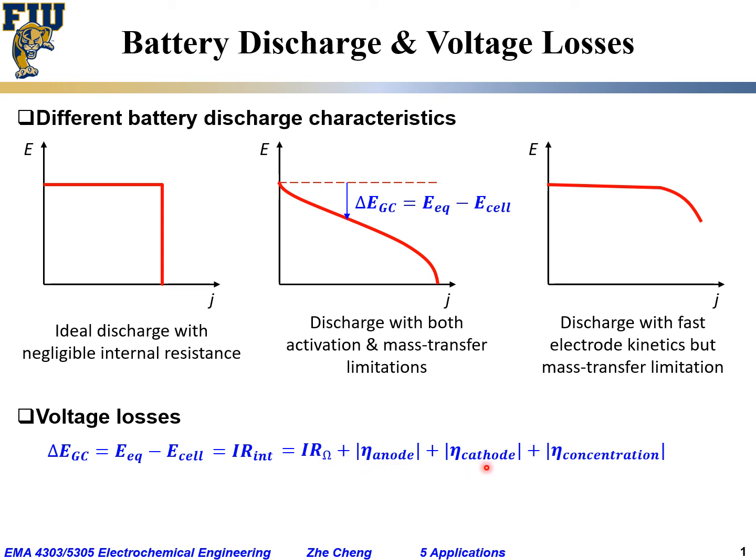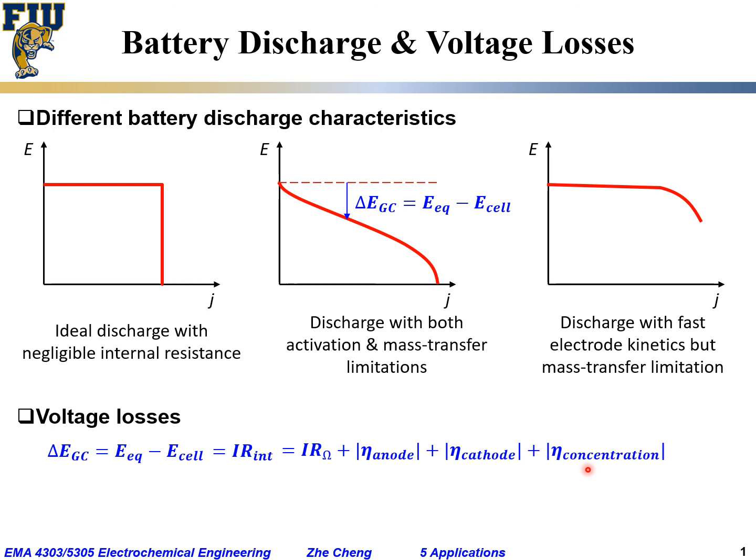And then we would have three terms. I use absolute value. Eta anode represents the anode activation overpotential. Eta cathode represents the cathode activation overpotential. And eta concentration represents the mass transfer overpotential. So the voltage loss, quite often we can write it as a four-part contribution: ohmic loss, anode electrode process, cathode electrode process, and mass transfer, quite often diffusion related limitation overpotential.